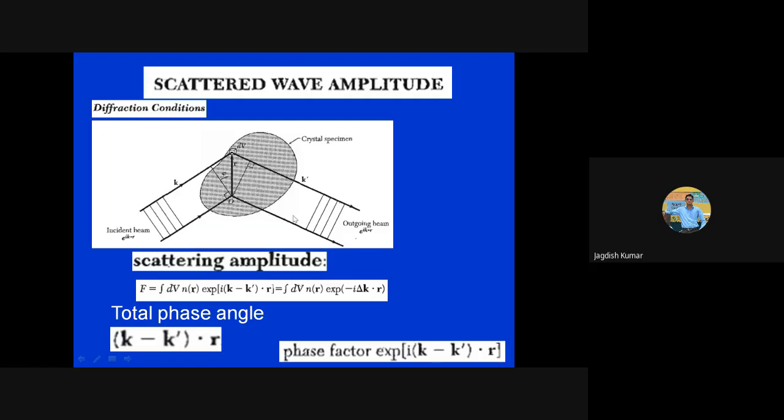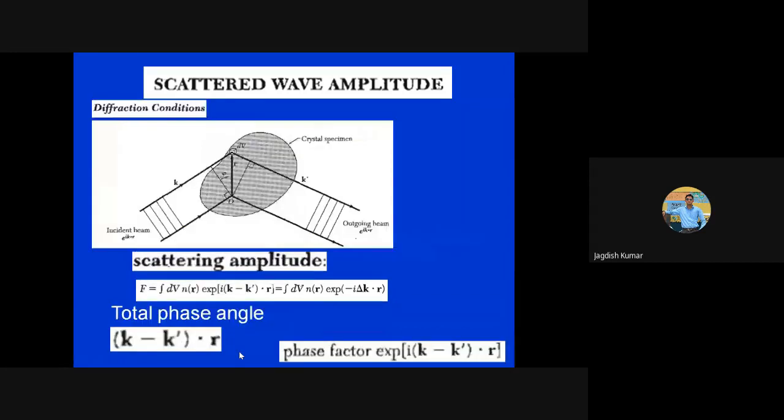But okay, given this phase angle and phase factor, we can obtain the scattered wave amplitude by using this expression. Then we can write this with k vector minus k dash vector as delta k, the total change in the wave vector, correct? Dot r. So now the question is how this follows.